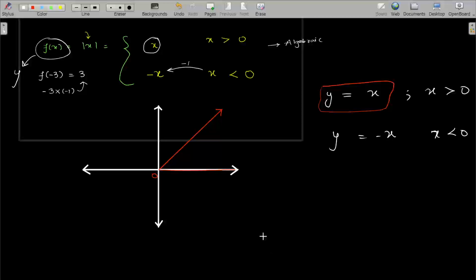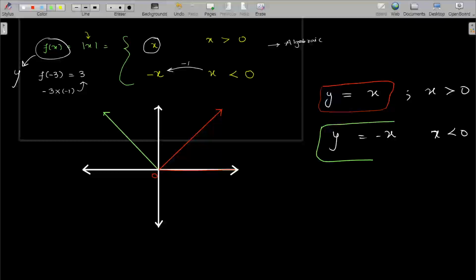So y is equal to negative x is given by this line. Actually, it goes like this, the graph of y is equal to negative x. But since here we are only taking the negative x's, we ignore the portion of the graph which is for positive x's. So that's how we get this V-shaped graph for absolute values.